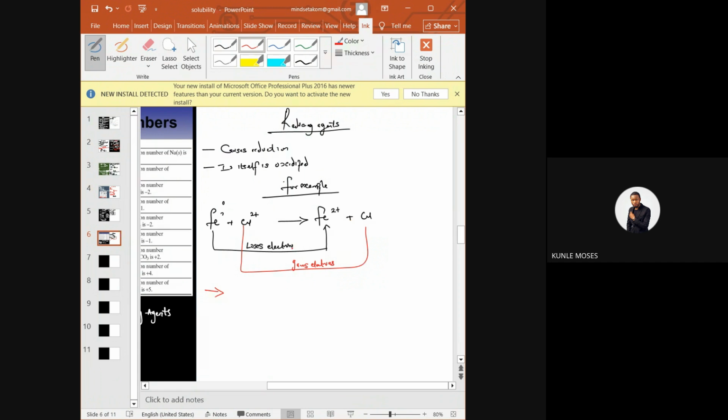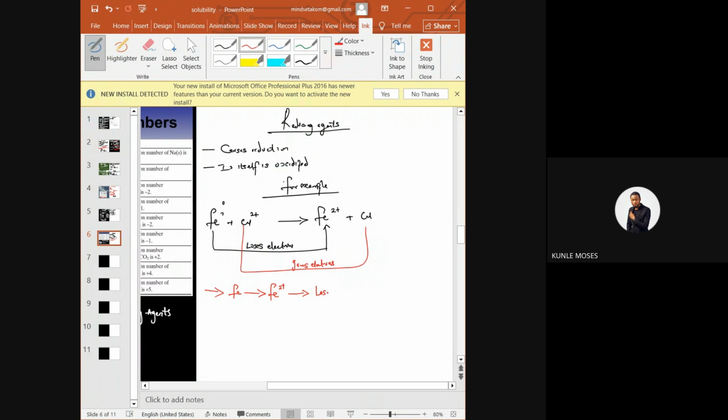So the easiest way for you to get the oxidizing and the reducing agent is to know which one is oxidized and which one is reduced. The one that is oxidized is your reducing agent, while the one that is reduced is your oxidizing agent. So you can see here, iron became iron 2+, right? So if iron became iron 2+, therefore it has lost electrons.